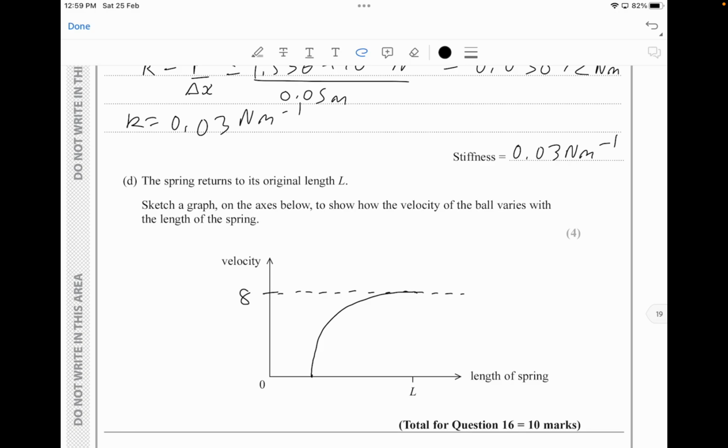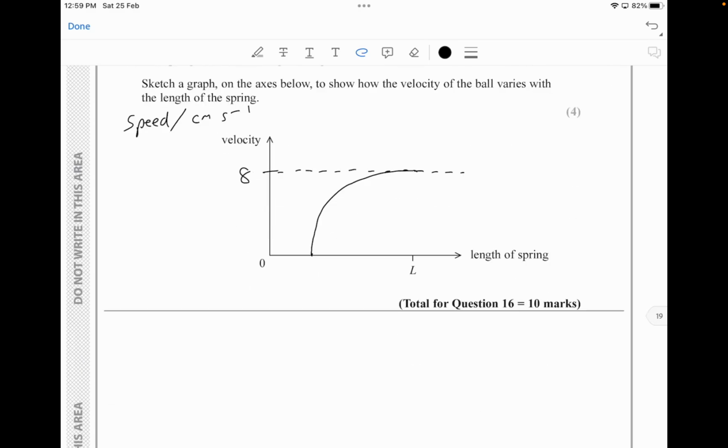This is the length of the spring. We have shown all the axes. This could be centimeters per second; you can mention that this is the speed, in centimeters per second. This is the length of the spring, and it should reach L in that case. Okay, let's move on to the next question.